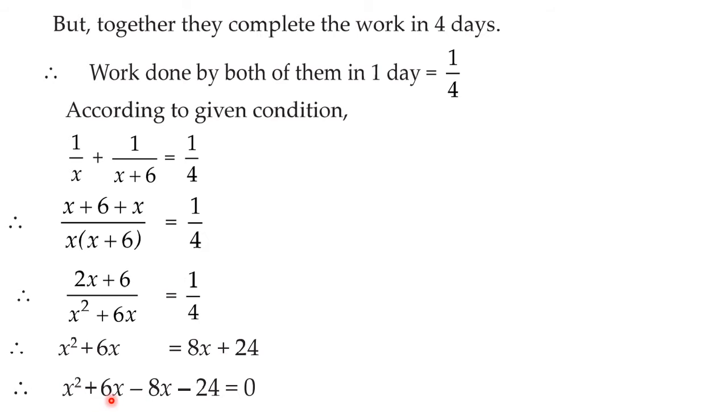Now see, these two are like terms, so we can subtract them. Minus 8x plus 6x will give us minus 2x. So the equation will be like this: x square minus 2x minus 24 is equal to 0. See, now we got the quadratic equation in standard form, that is x square plus bx plus c is equal to 0.